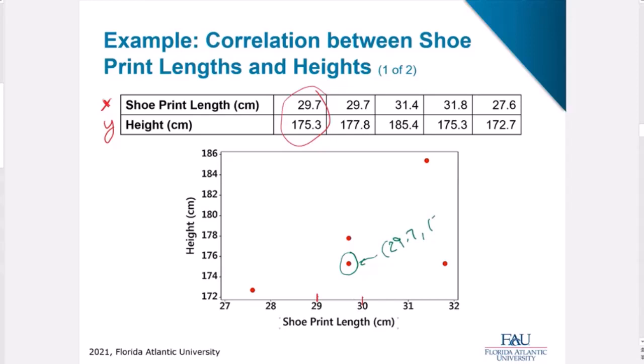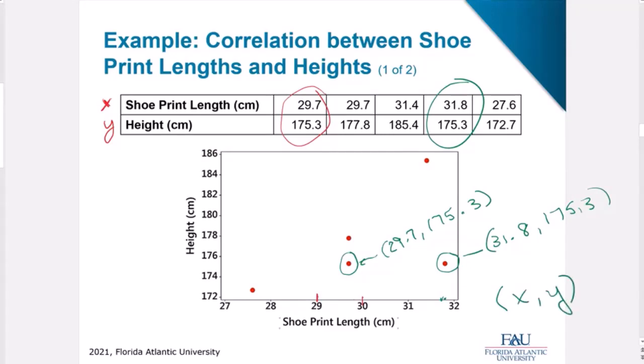29.7, comma, 175.3. And I could pick another point. Let's pick this point. 31.8, very close to 32. And 175.3, this point right here would be 31.8, comma, 175.3. Remember, whenever I plot an XY, I always plot X first and Y second. This is called an ordered pair.